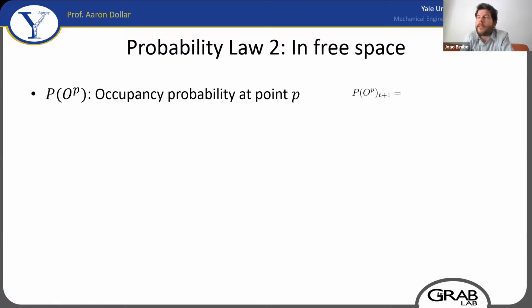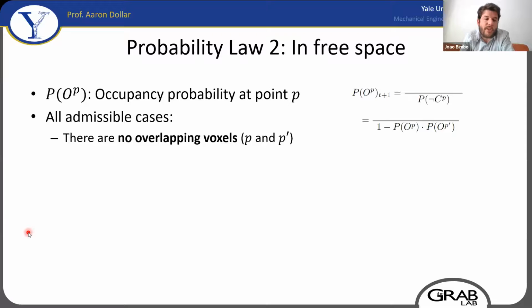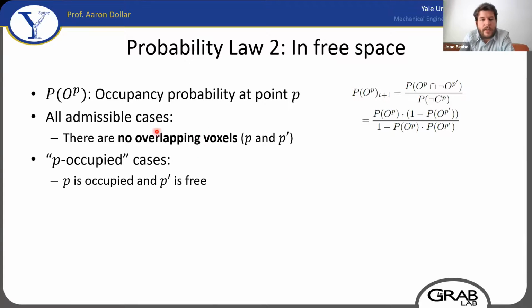When you're in free space, this is also informative, and we use another probability law that follows the same idea. So first we count all the admissible cases. All the admissible cases here is more simple. So there's no overlapping voxels. You don't feel a force, so nothing is in collision. So you know there's no point P and P prime which are both occupied at this particular pose. And now the cases we're interested in, where P is occupied, are only the cases where P is occupied and P prime is free. So this is a bit simpler.